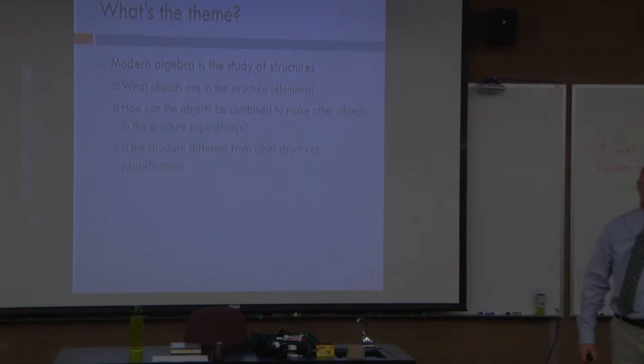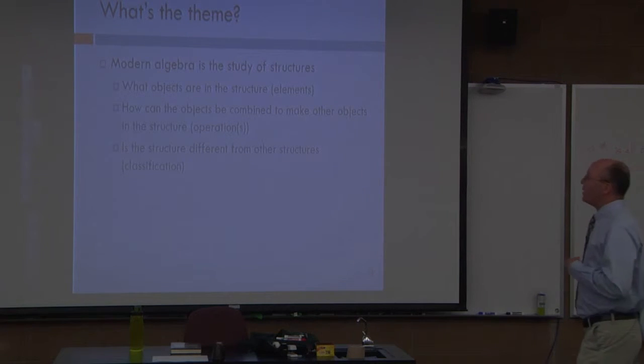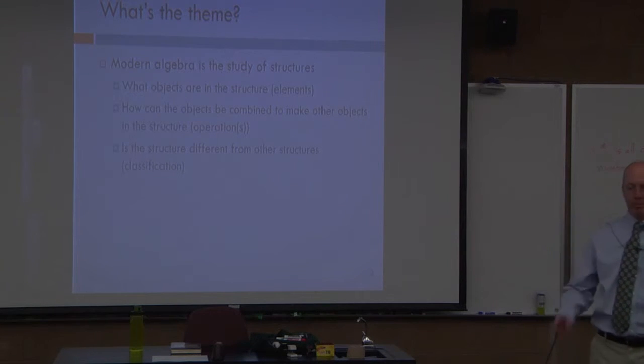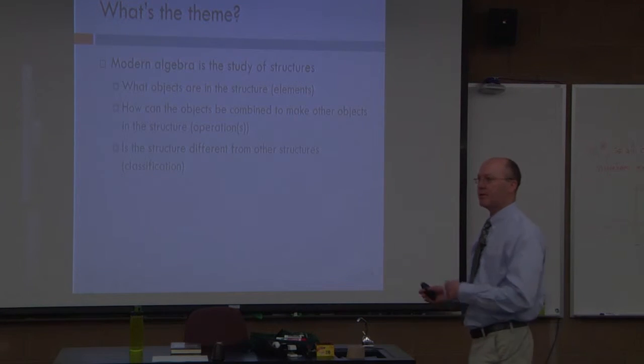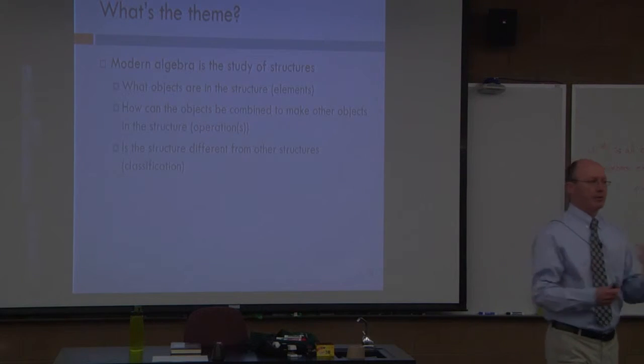So what's the theme? The theme is that modern algebra, we want to classify structures. We're going to study these structures. We're going to look at what are the objects in them. They could be numbers. They could be other things. We call them the elements of the structure. How can the objects be combined to make other objects in the structure? And that operation of combining them could be multiplication, could be addition, subtraction, could be other things. There are lots of operations. And then is that structure different from the other structures that you've seen?